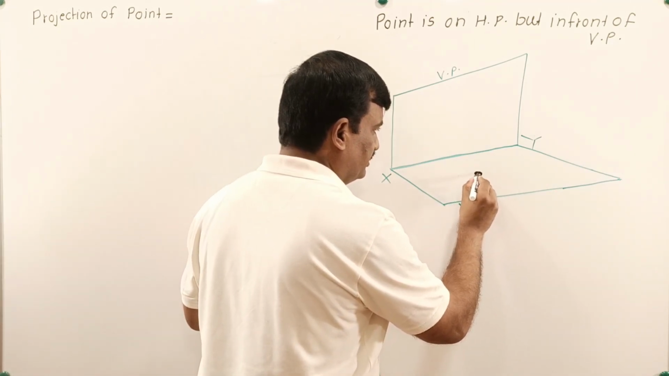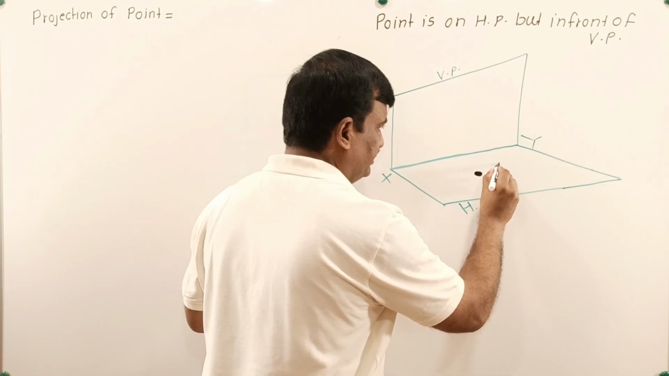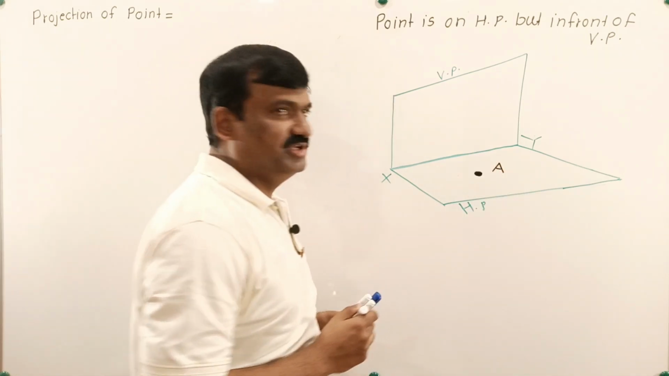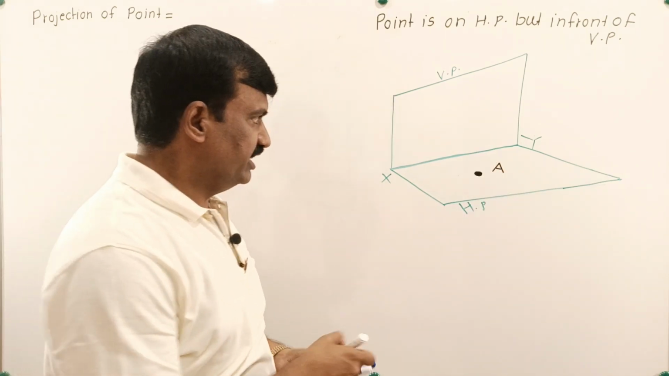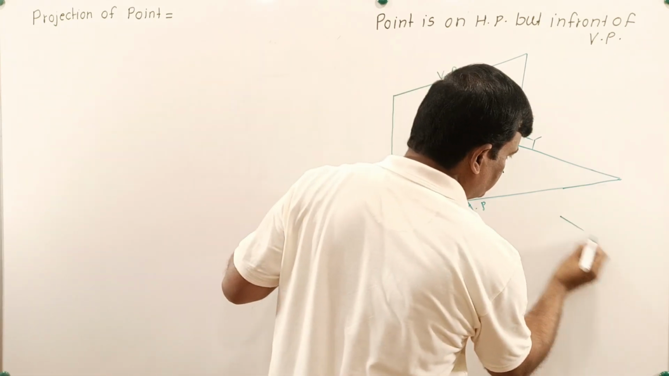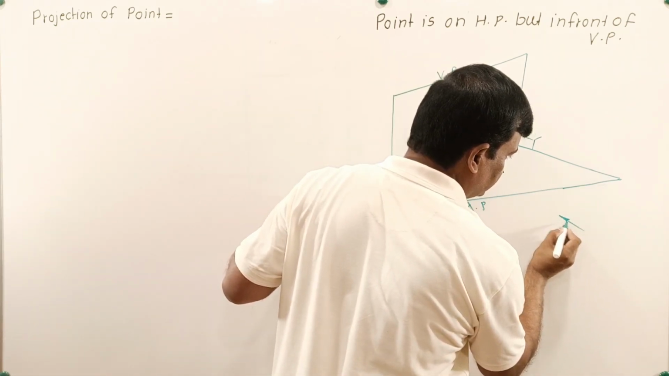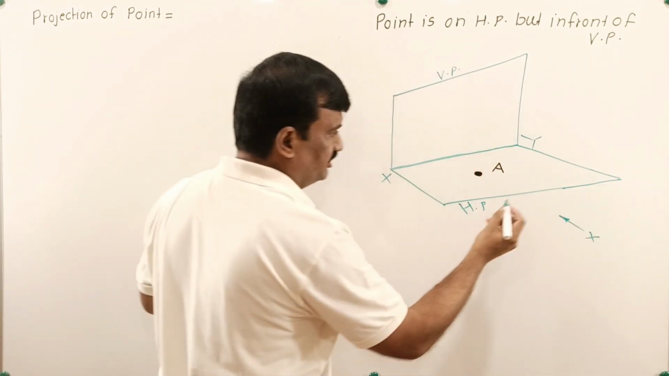So the point here, what is a point? A dimensionless entity, it does not have any dimension. This is point A. So this is the direction of the observer. A single projector is again sufficient to draw the front view.